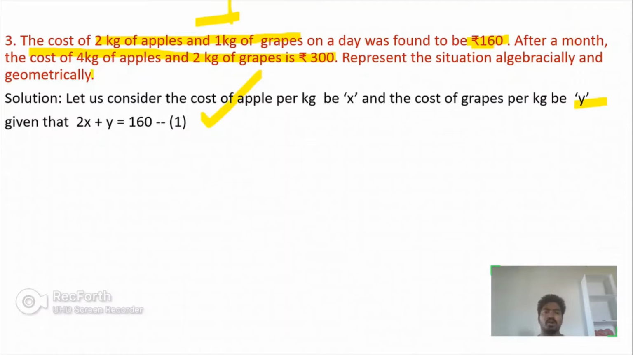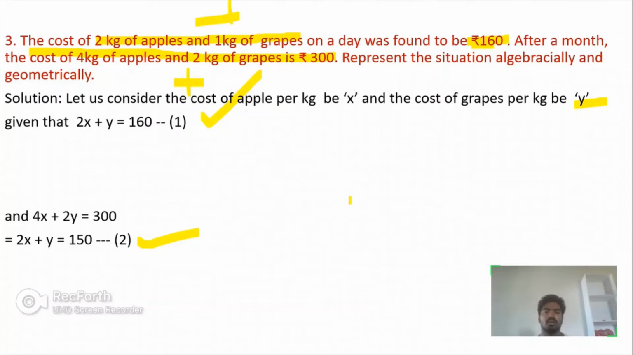Now after a month the cost of 4 kgs of apples and 2 kgs of grapes is 300. So here 4 kgs of apples means 4 into x, so 4x, plus 2 kgs of grapes, that is 2 into y, which is equal to 300. So I can frame this as 4x plus 2y equals 300. If I take 2 as common, then 2x plus y equals 150. This is framed as the second equation. So these are the algebraic representations of the two situations.